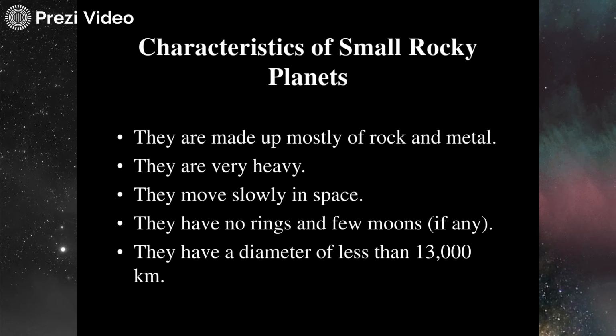Actually, Earth has a moon, Mars has 2 moons, and Mercury and Venus have no moons. And they have a diameter of less than 13,000 kilometers. So the diameter is, if you were to cut the Earth in half and measure from one side to the other, that's the diameter, and it would be less than 13,000 kilometers.